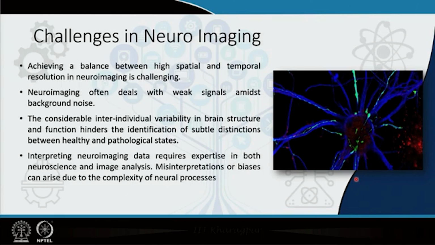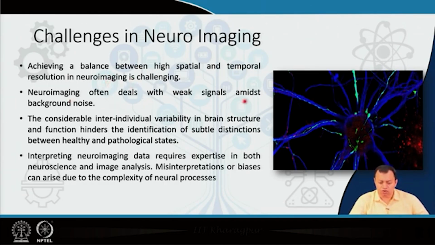So, understand this, that there are several challenges when you are trying to understand the working of neurons, or when you are trying to image neurons specifically in a live organism without taking the brain out and without any sort of dissection. So, achieving a balance between high spatial and temporal resolution in neuroimaging is very challenging.